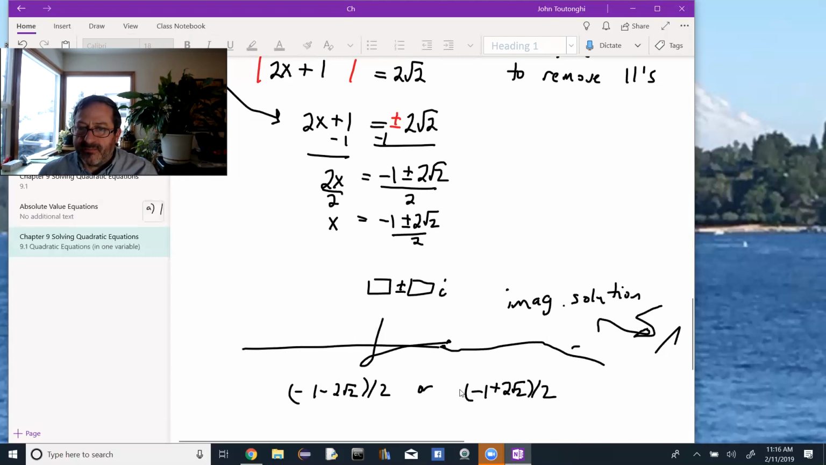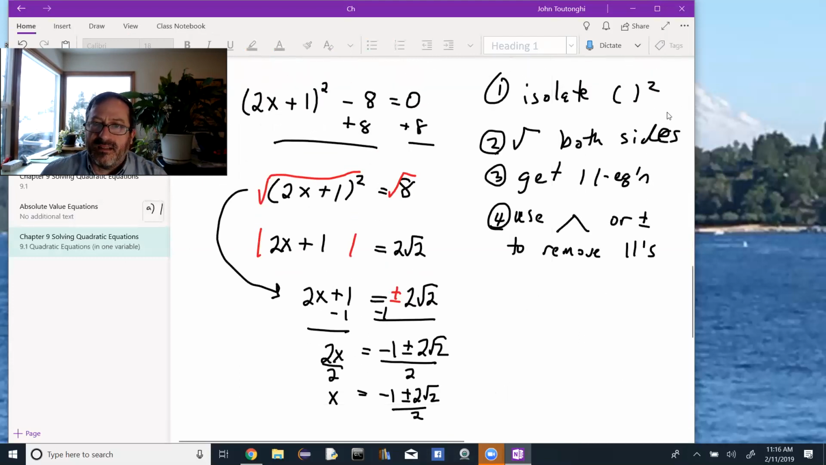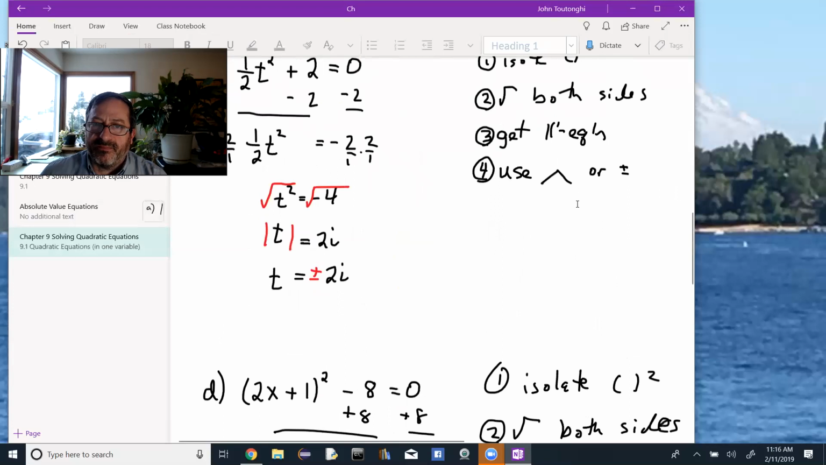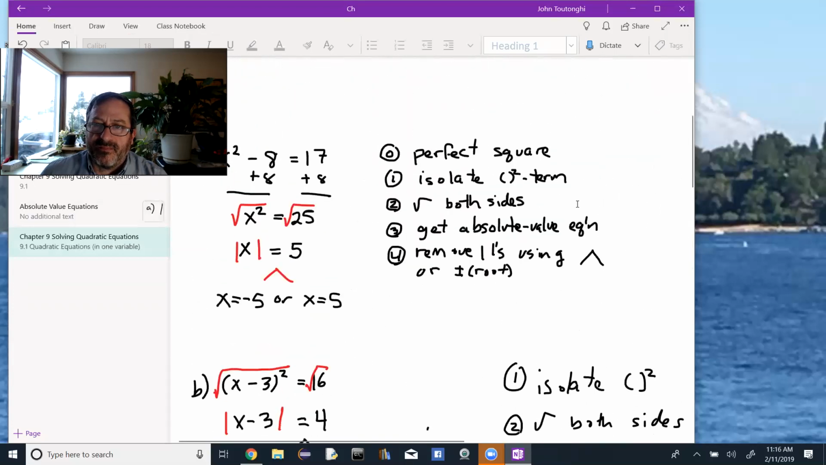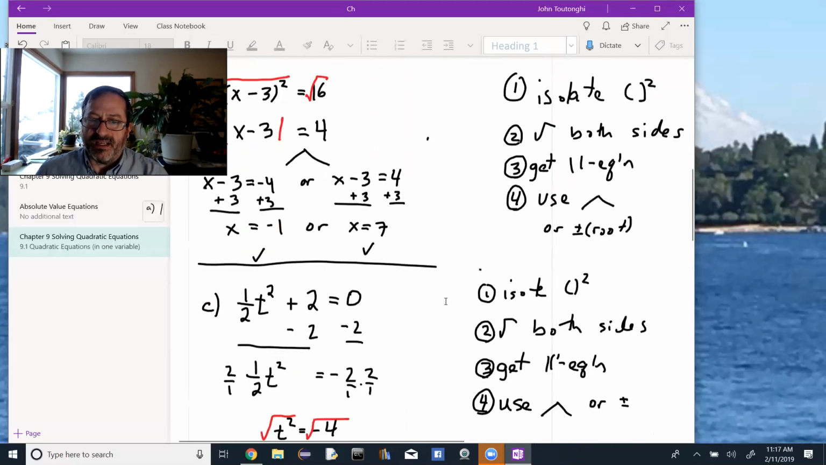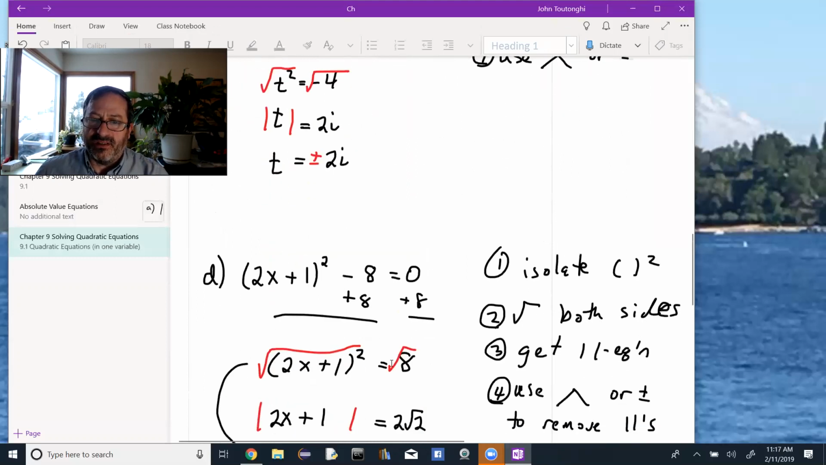Okay, so that is solving quadratic equations when you have a perfect square. And it's the first part of 9.1. Again, the process: identify that it's a perfect square equation, isolate the squared term, square root both sides. That produces an absolute value equation. Remove the absolute values using the branch to get a positive and a negative value like here, or the plus or minus when you have an imaginary solution or a root.